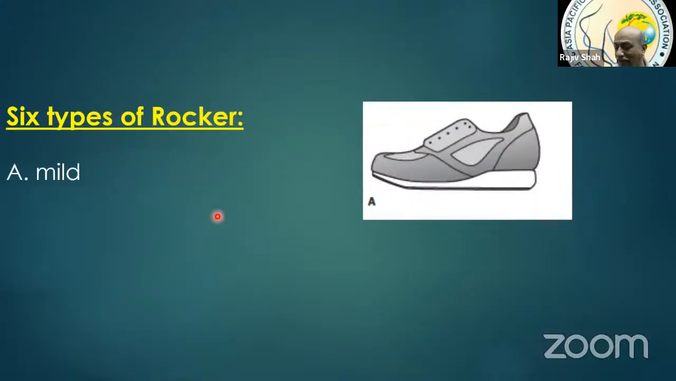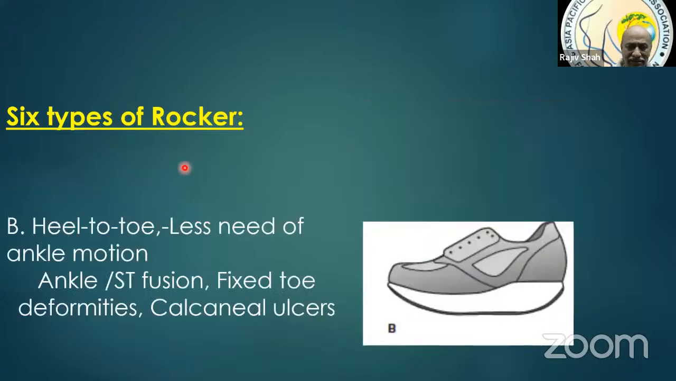This is one thing which is used quite commonly in our practice. There could be a very mild rocker, but the heel-to-toe rocker is important when you need less ankle motion. If there is an ankle fusion, subtalar fusion, or tibiotalocalcaneal fusion, this is the rocker very commonly used. Even with a calcaneal ulcer, you ask your orthotist to make a rocker which goes from heel to toe, and the patient would be able to have a swift movement using this footwear.